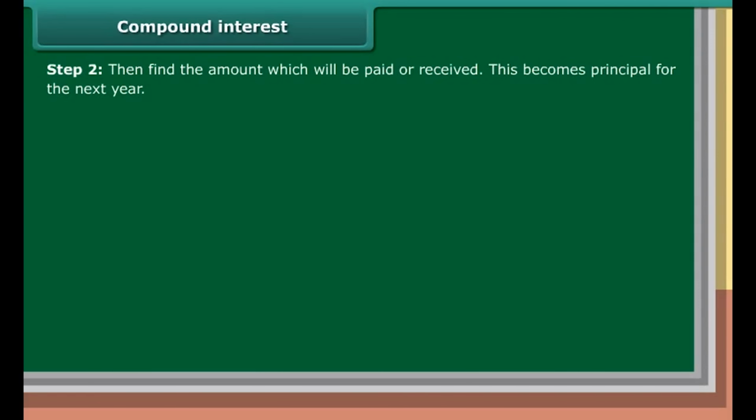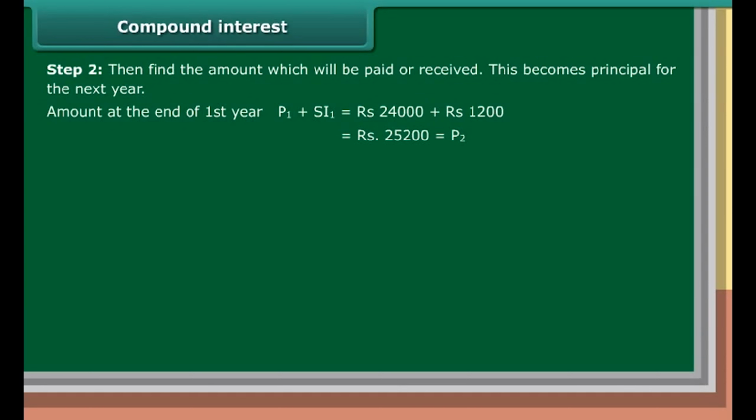Step 2. Then find the amount which will be paid or received. This becomes the principal for the next year. Amount at the end of the first year is equal to P1 plus SI1, which is rupees 24,000 plus rupees 1,200, which is equal to rupees 25,200, which is P2.